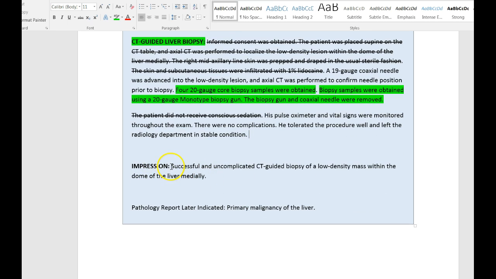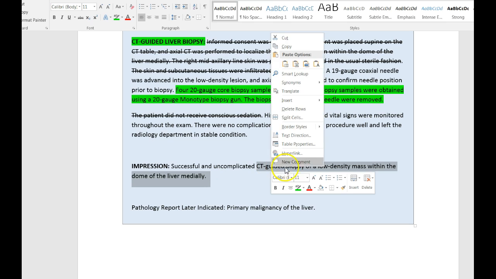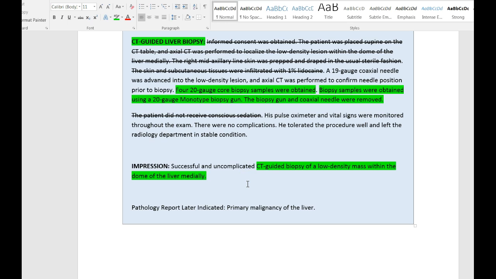Now, the provider's impression, because he's the radiologist, is that he completed an uncomplicated CT-guided biopsy of a low-density mass within the dome of the liver medially. Medially is similar to on the side of the liver, not necessarily in the front or the back, pretty much either the left or the right side. So this is a full description of exactly what he rendered. Pretty much it's the same thing being duplicated throughout the report.